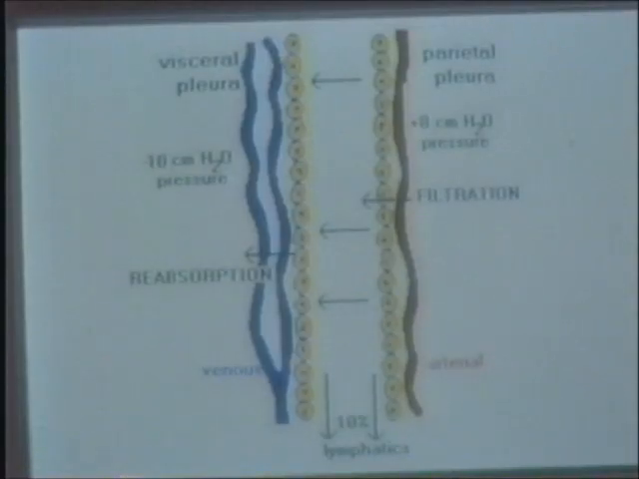This is a schematic of the pleural space, which is actually a potential space. There is just enough fluid to provide lubrication between 2 pleural membranes.